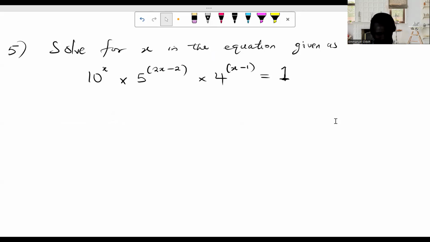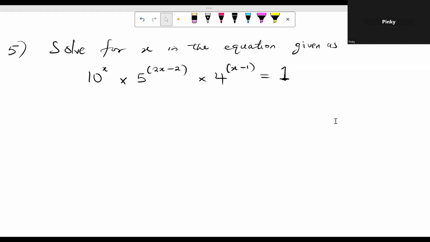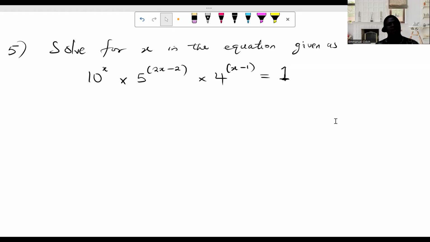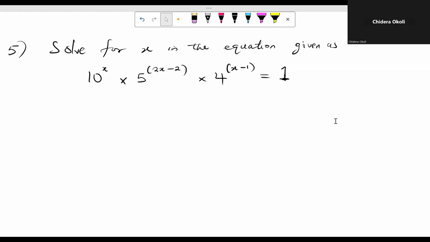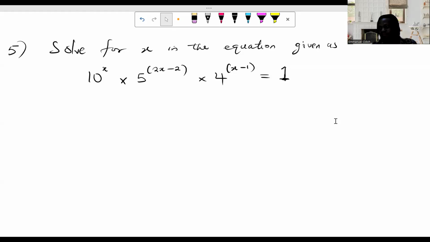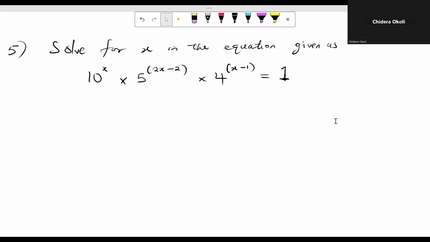If we can't bring them to the same base, what can we do? I think you should add the powers together. We can't add the powers if the bases are not the same. Sir, I think we should multiply the bases before we continue any further. What do you mean by multiplying the bases? Multiply the bases on the left-hand side before we continue with any other solution.